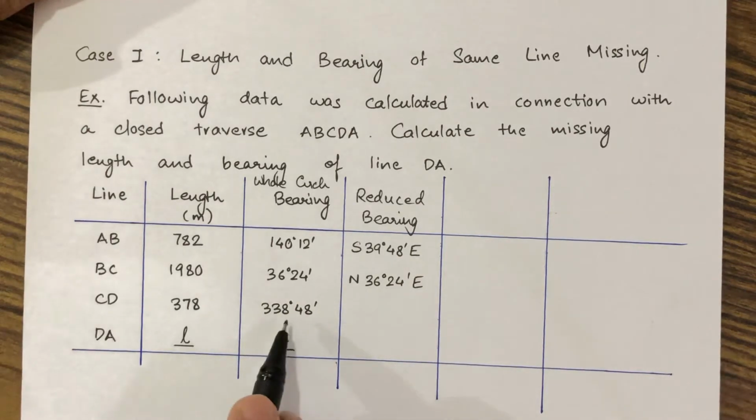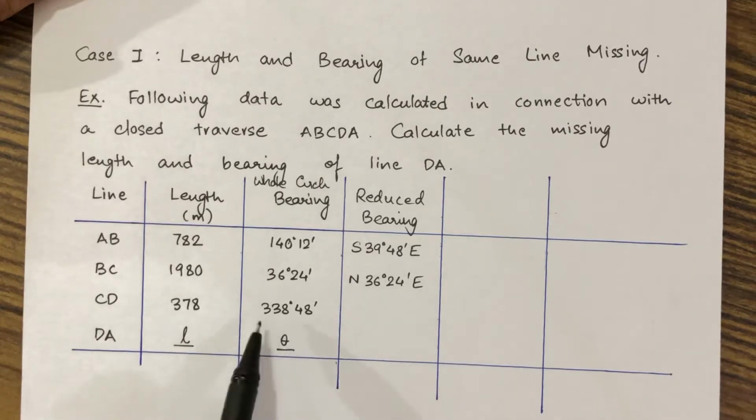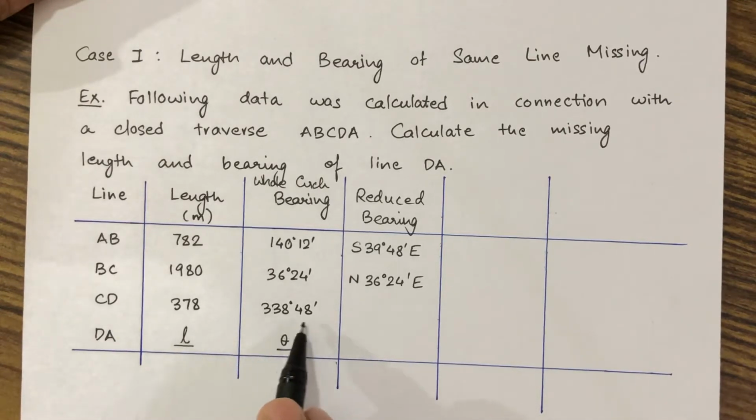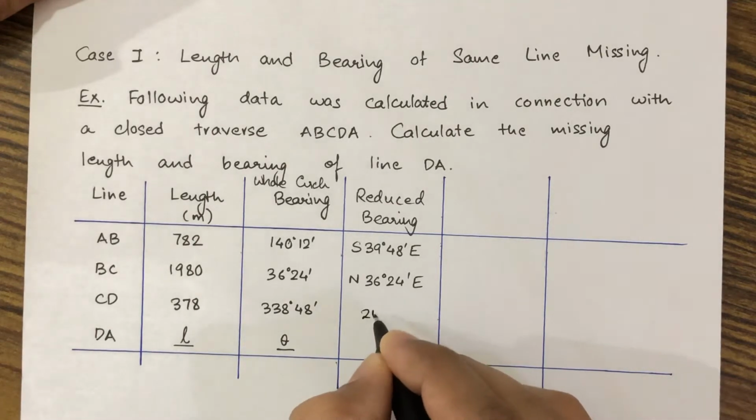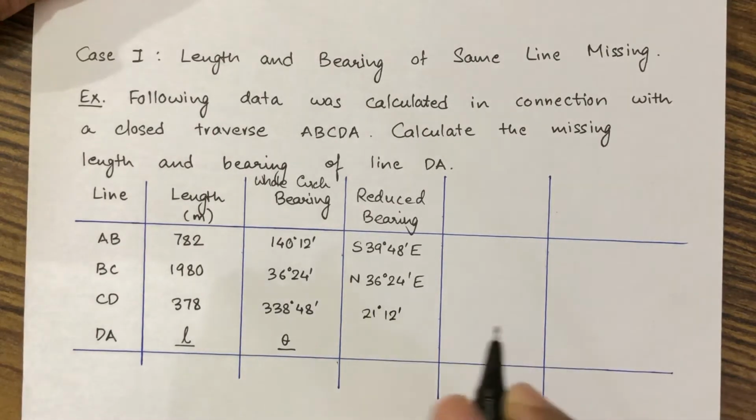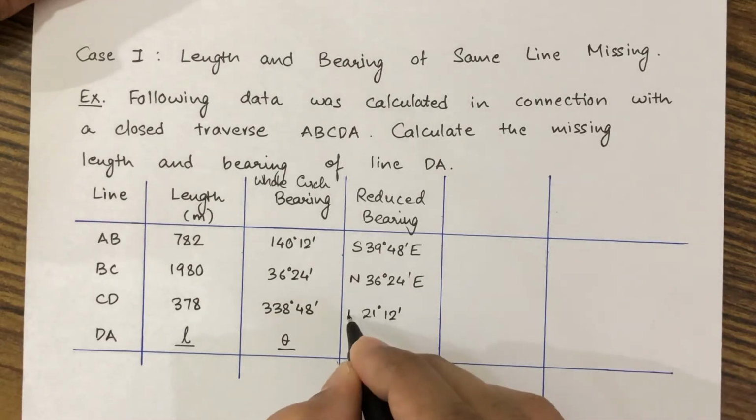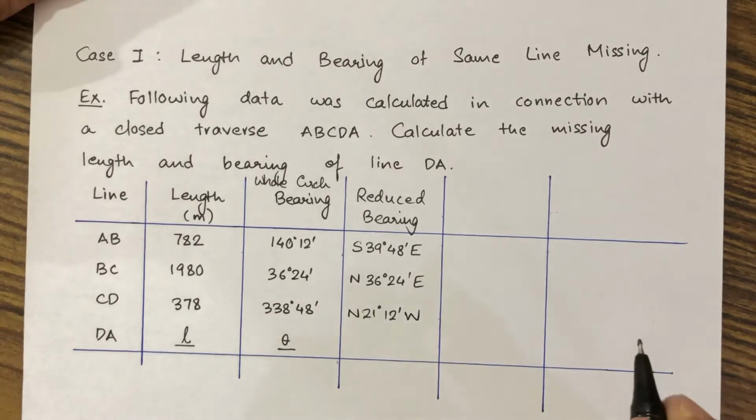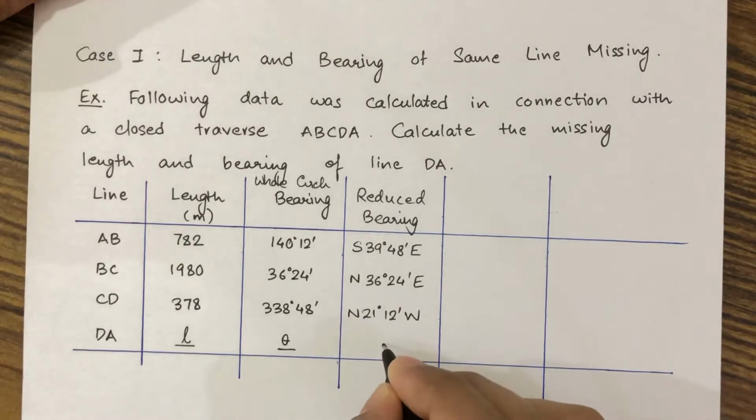This is 338 degree 48 minutes. So this is in the fourth quadrant. When the whole circle bearing is in the fourth quadrant, the reduced bearing value will be 360 minus whole circle bearing. So 360 minus 338 degree 48 minutes will give us 21 degree 12 minutes, and the direction will be the fourth quadrant, that is northwest. Let us denote this reduced bearing as theta itself.